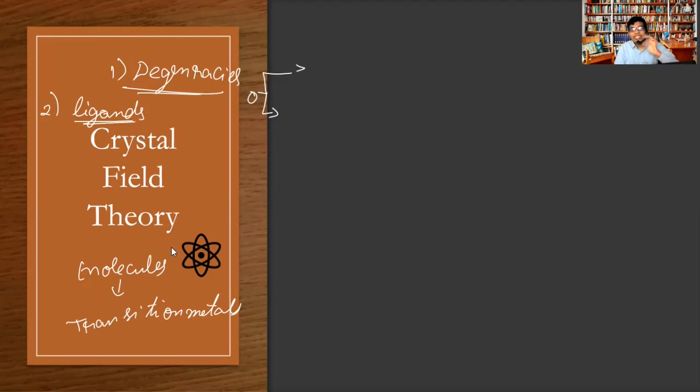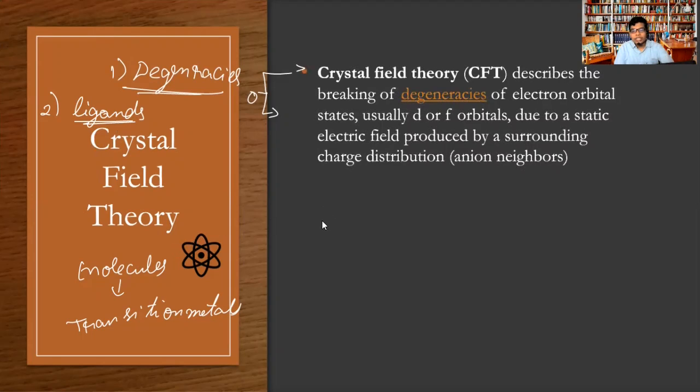Okay, so let's see the postulates of crystal field theory and how it is formed. The postulates are simple. The crystal field theory describes the breaking of degeneracies. These different states get broken down due to the electric fields or electrons of the ligands.